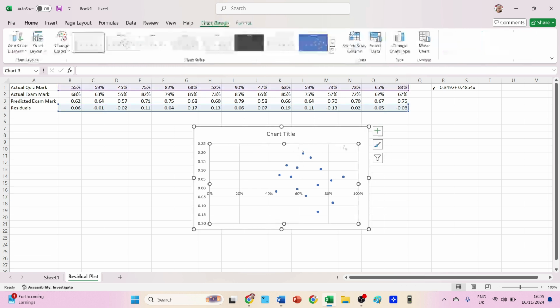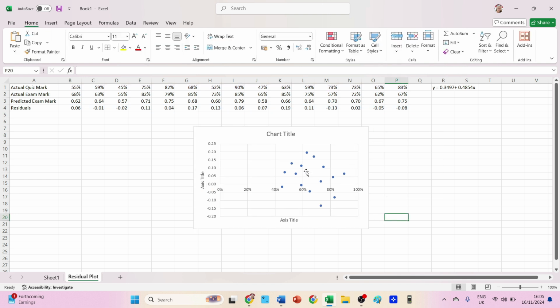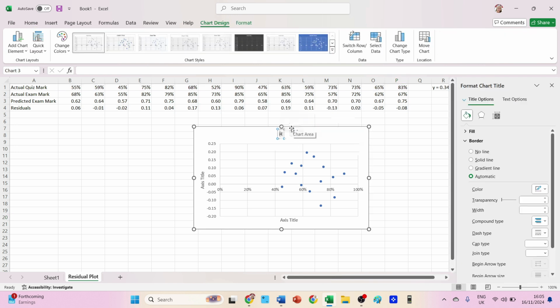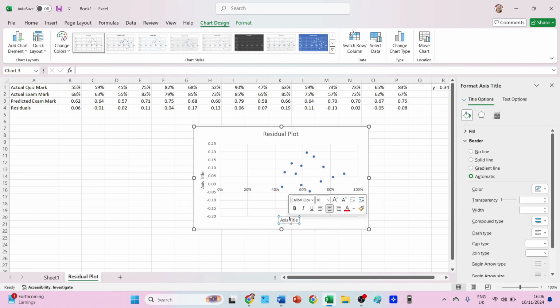Now I should add in some titles, so I'm going to add some axis titles there. And you might be wondering, what are the appropriate titles to use? Well, the first thing in here is I'm going to type residual plot, because that's what it is. And my title for the x-axis here will be the exact same title I had over here, average weekly quiz mark. And then on the y-axis is the only thing that's a little bit different because we've actually plotted it versus the residuals. So I'm going to put that in there.